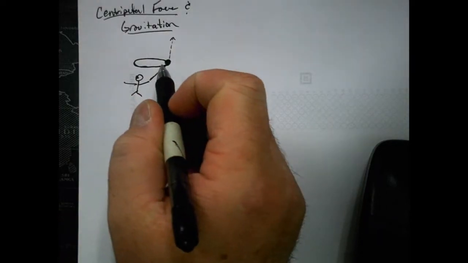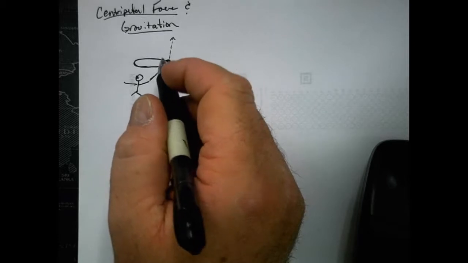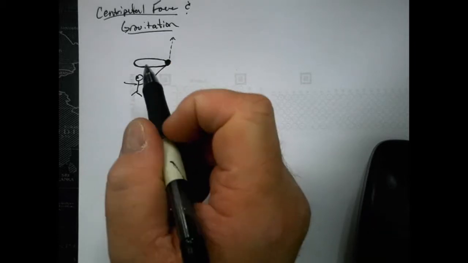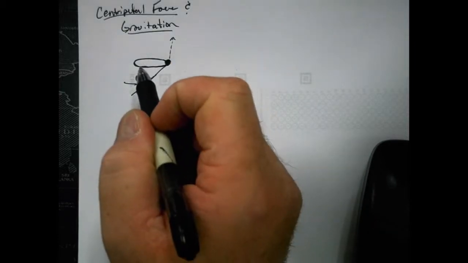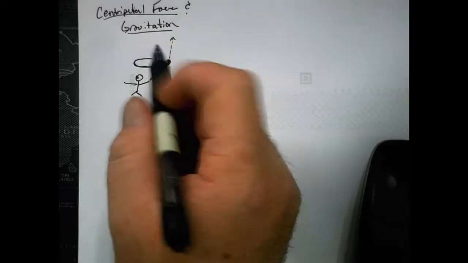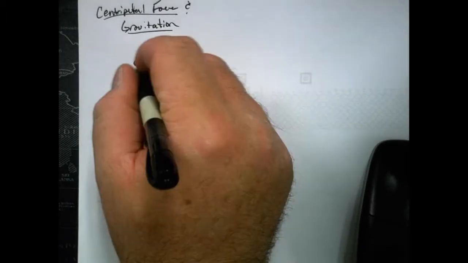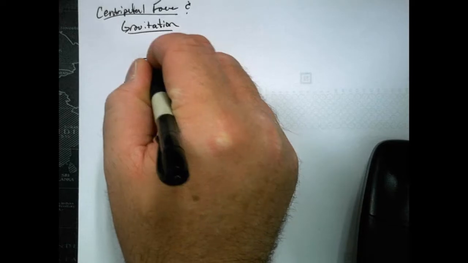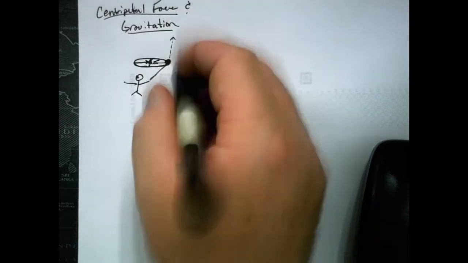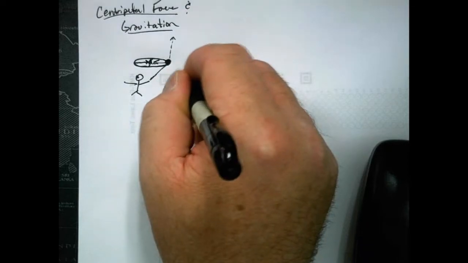Well, that means that something has to be keeping it in a circle when you don't let it go. There has to be some other force acting upon it, keeping it in a circle. And whatever these forces are called, these are called centripetal forces.